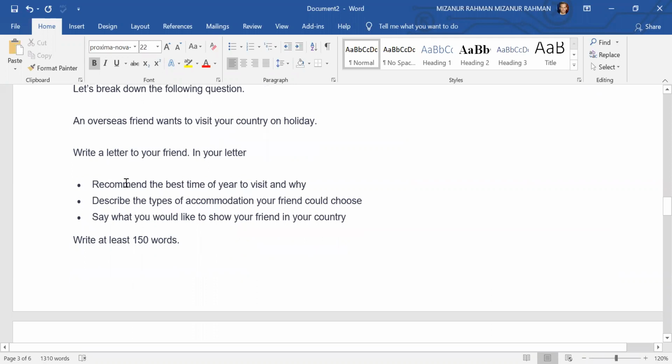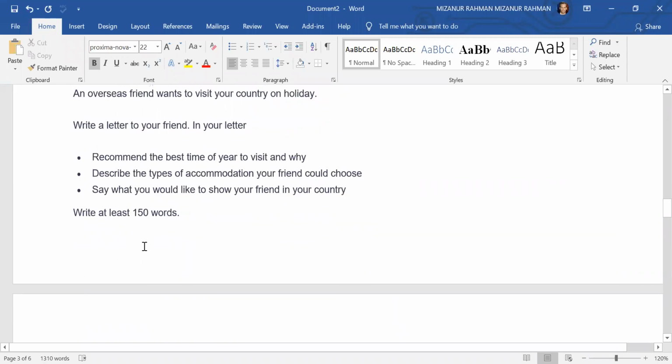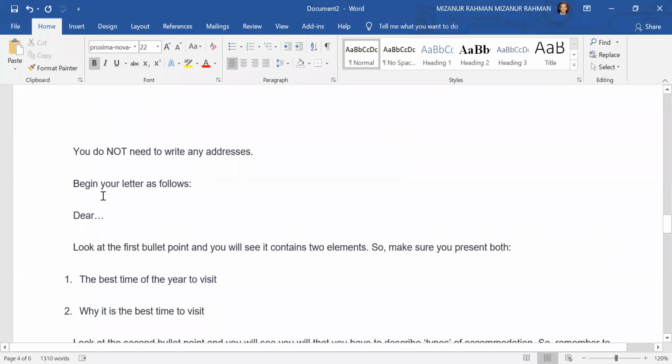In your letter, recommend the best time of year to visit and why. Describe the types of accommodation your friend could choose. Say what you would like to show your friend in your country. Write at least 150 words. Now, you do not need to write an address because the address will be there. Begin your letter as follows: Dear, and then you will start.